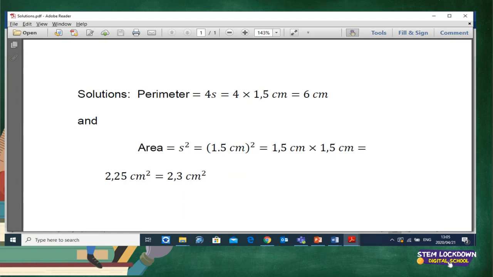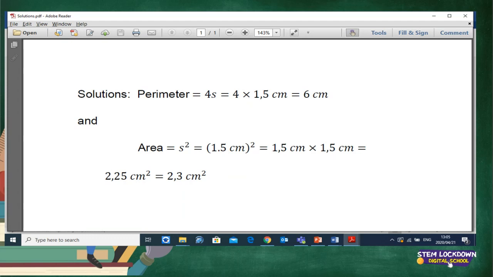2,25 square centimeters. So if you want to round it off there, remember that the instruction said round it off correct to 1 decimal. So now 2,25 has got 2 decimals. Now you need only 1 decimal. So if you round it off, 5 will influence the 2 there. And of course, the answer will be 2,3 square centimeters. So that is how you round off your answer there.